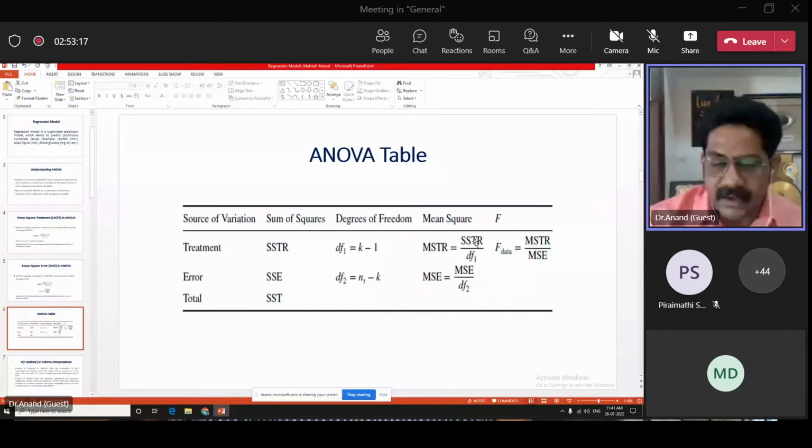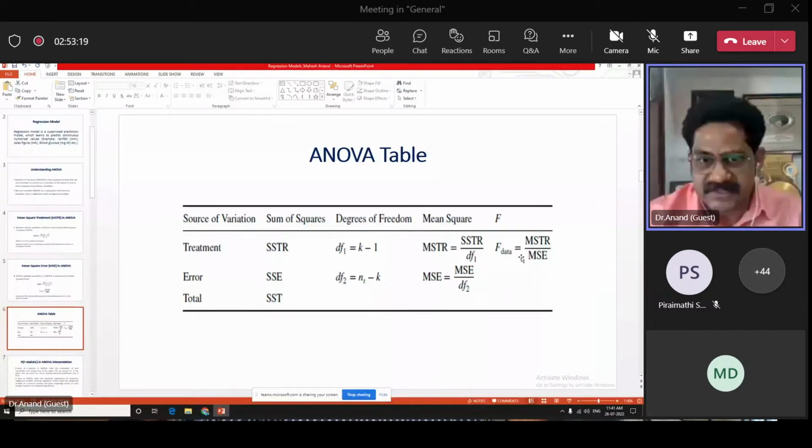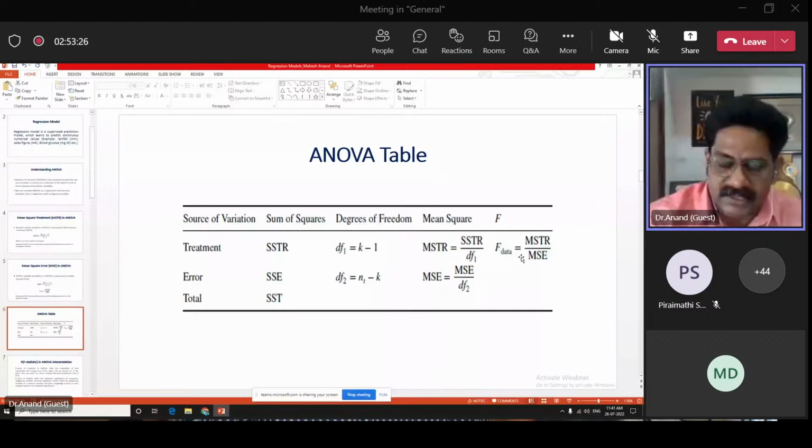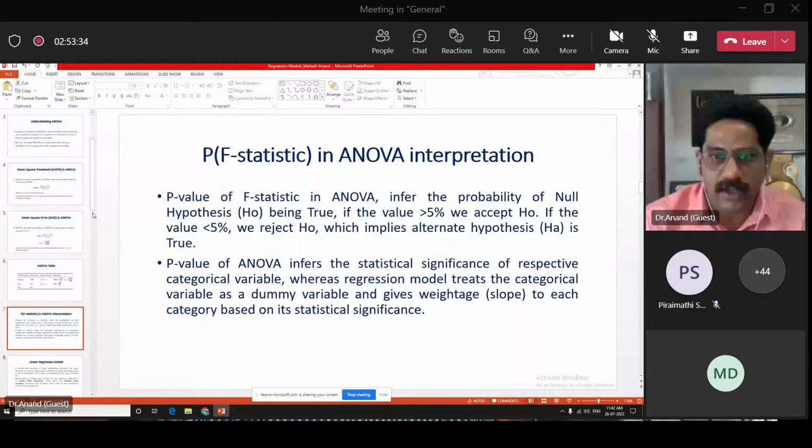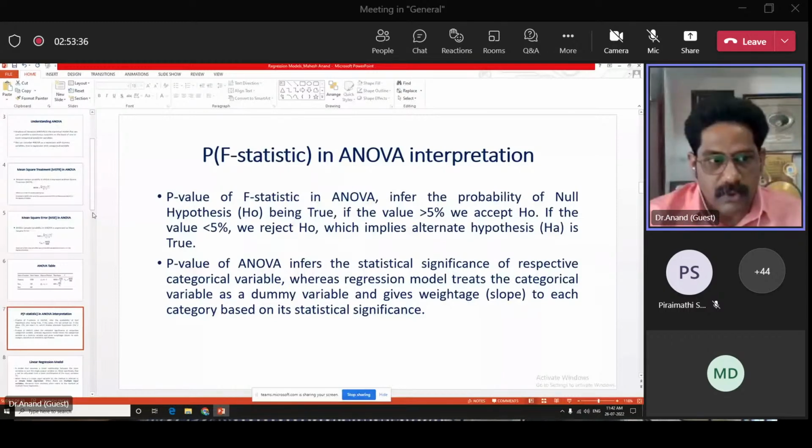Whereas your regressor model additionally captures the slope information. So how much difference? Anova just tells whether they are statistically different. Additionally, the regressor model captures the difference in the form of a slope. So that is the connection. Your linear regressor can be interpreted as an Anova.